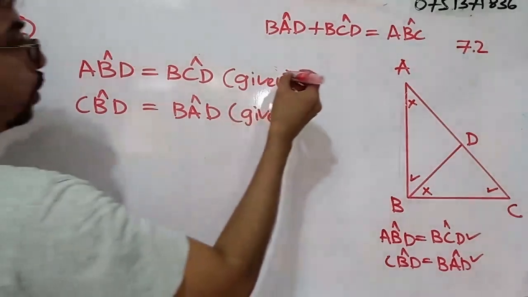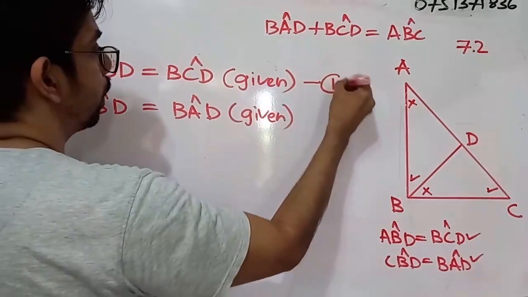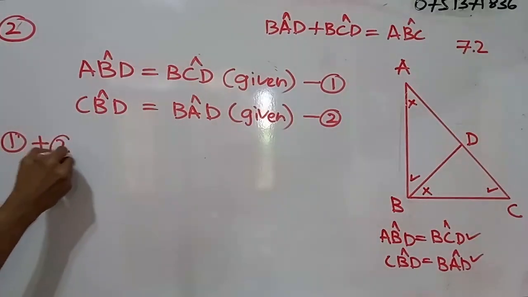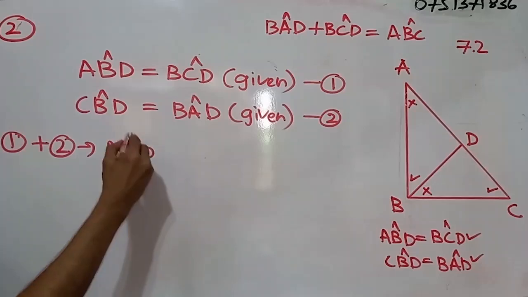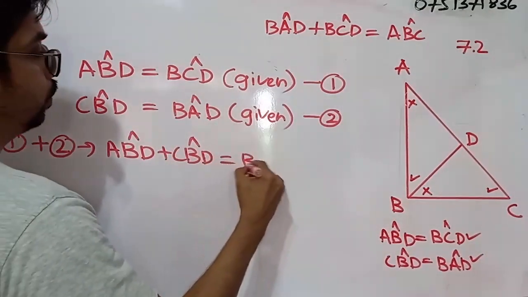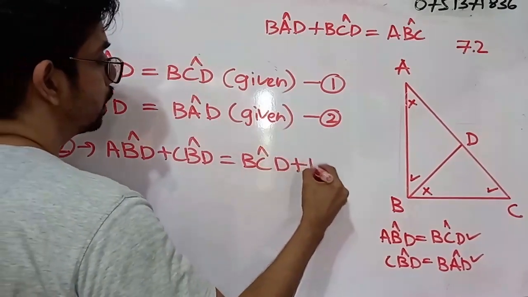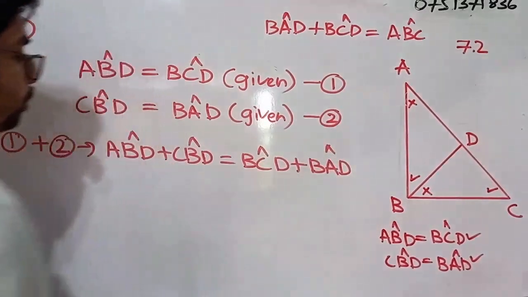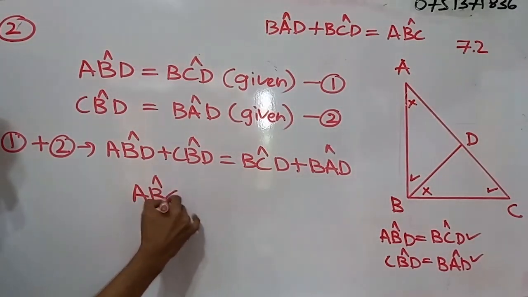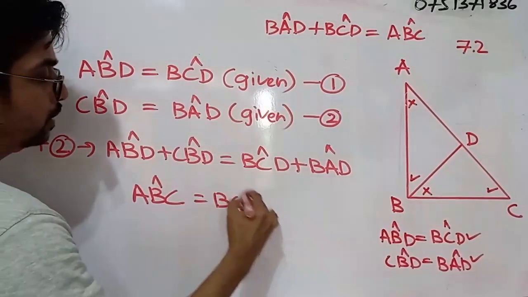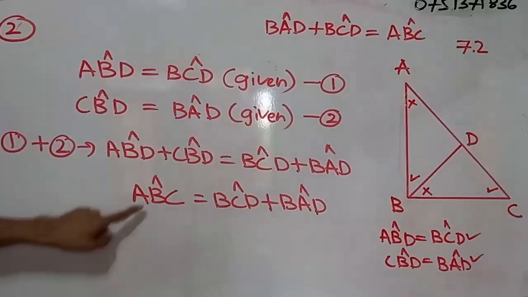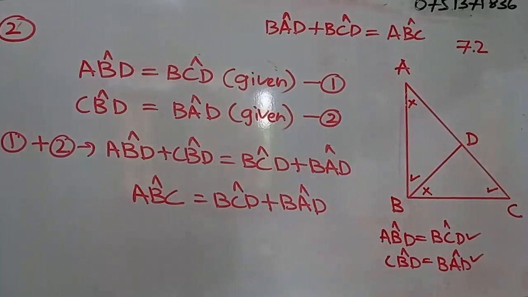Then what do we do? I am going to take this as 1 and this as 2. Then I am going to add these two together. 1 plus 2 means ABD plus CBD is equal to BCD plus BAD. ABD plus CBD means ABC equals BCD plus BAD. Right? So we have got the answer. So both methods are correct.